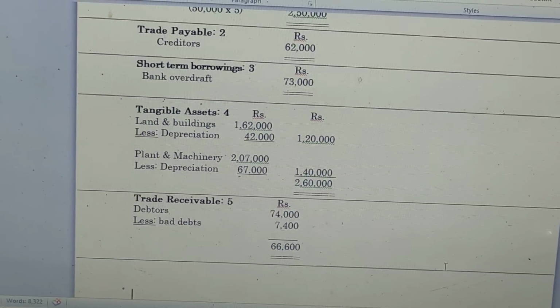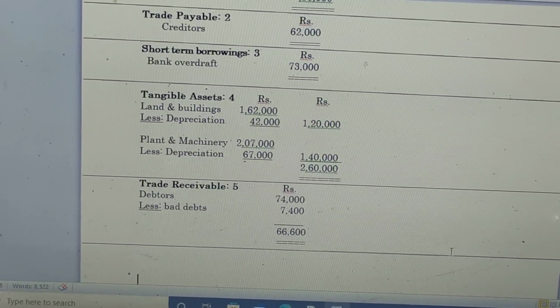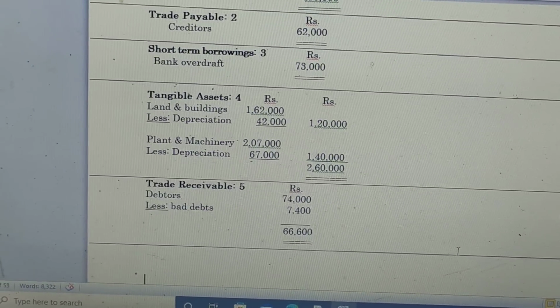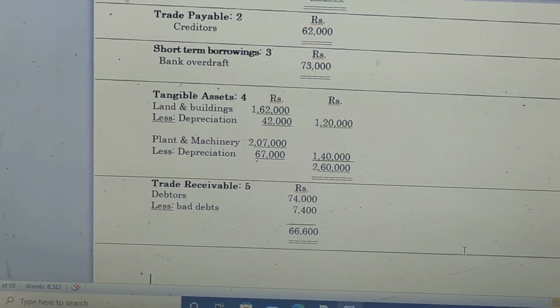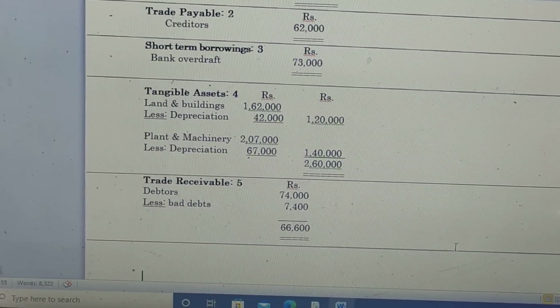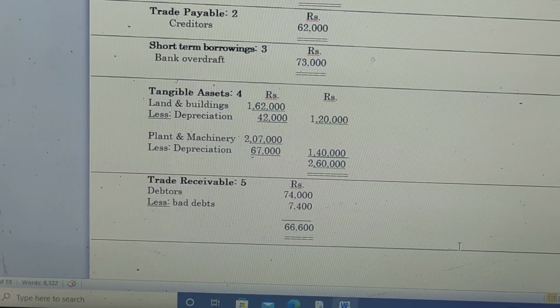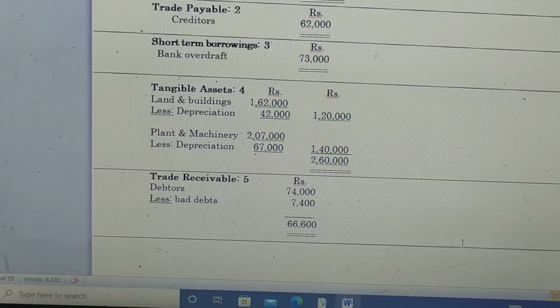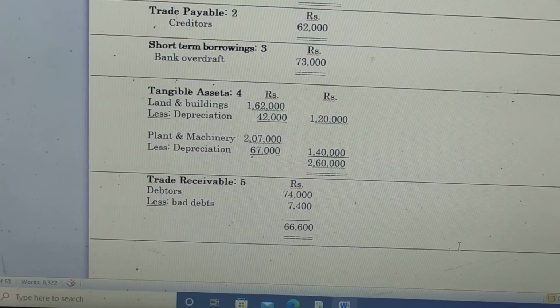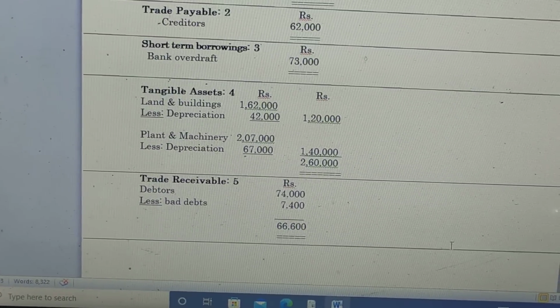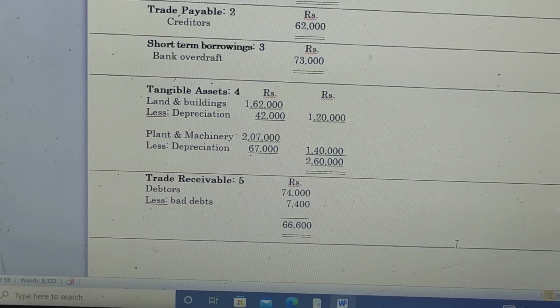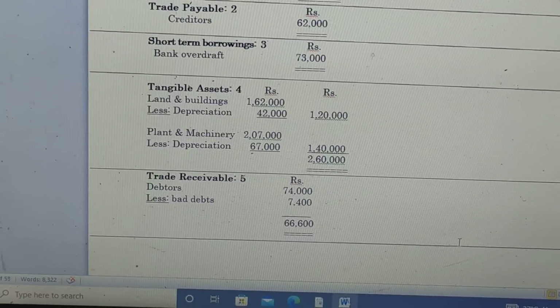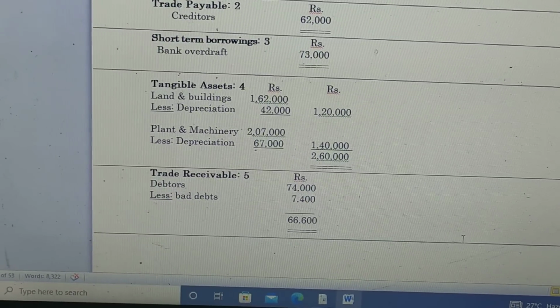And note number 5 is trade receivable. Under the trade receivable, we have to mention debtors. The value is 74,000 less bad debts provision. The amount is rupees 7,400. That amount will be deducted from the above. So 74,000 minus 7,400, we get 66,600. That is the total trade receivable amount.